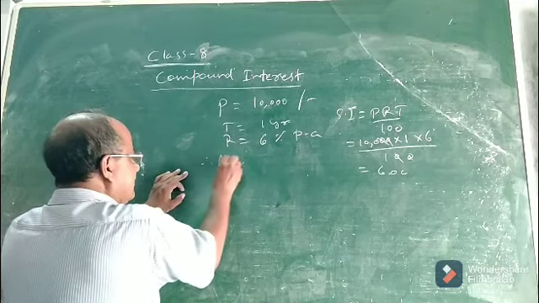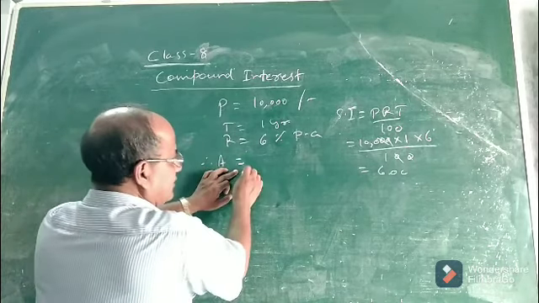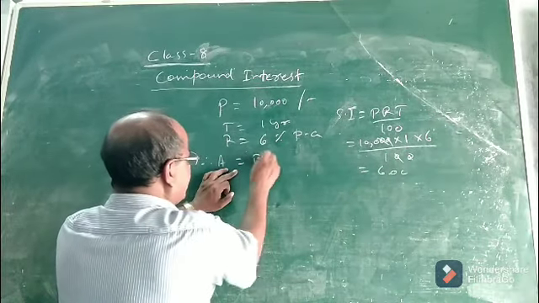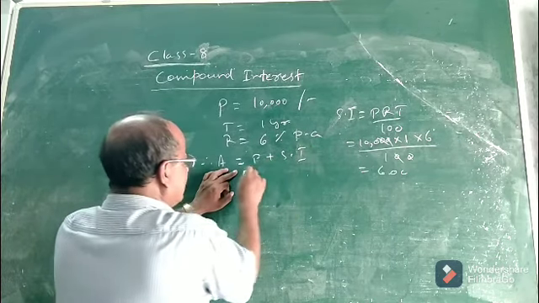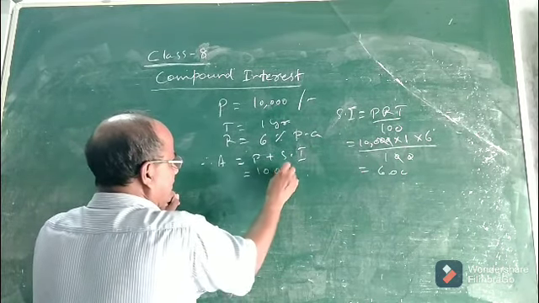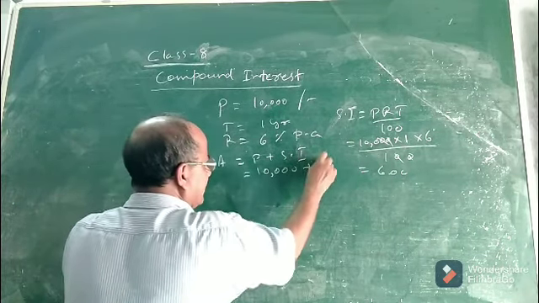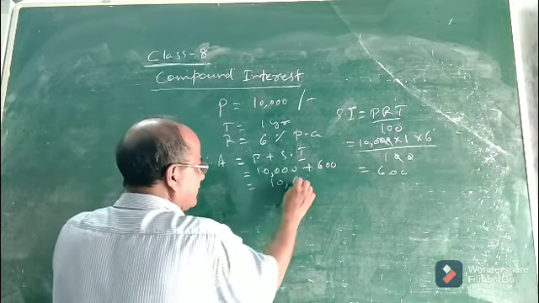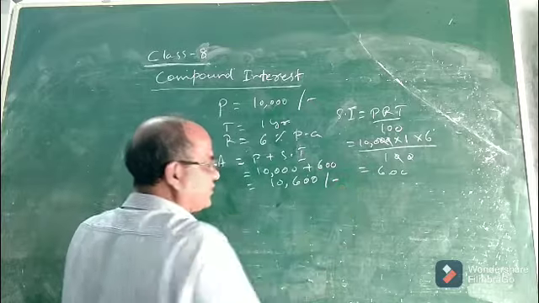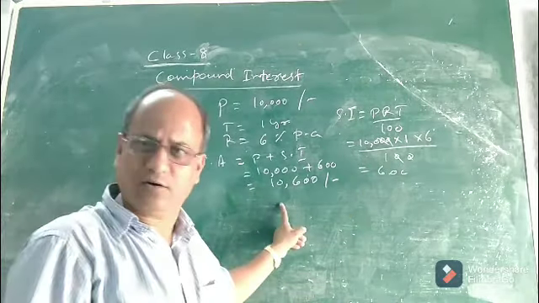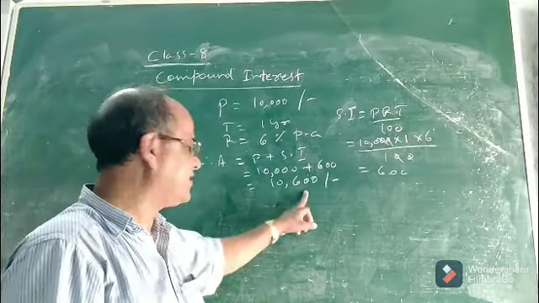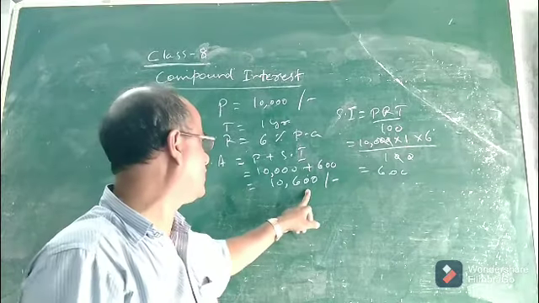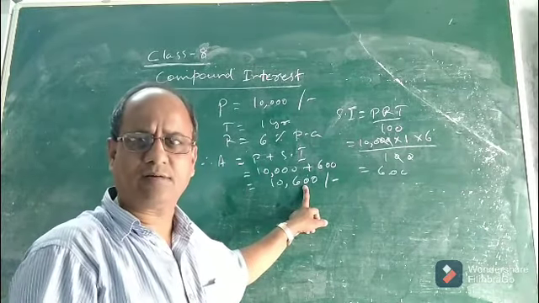That means this much amount is P plus SI. P plus SI means it is 10,000 plus 600. So the man has to give 10,600 rupees to the bank to clear the loan. If he pays this amount, 10,600, to the bank, then his loan will be cleared.